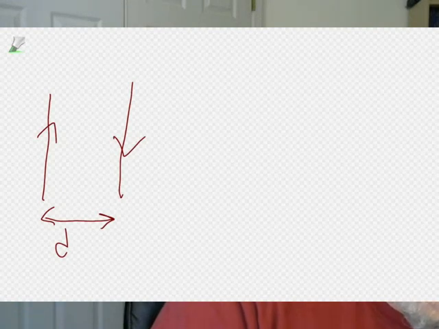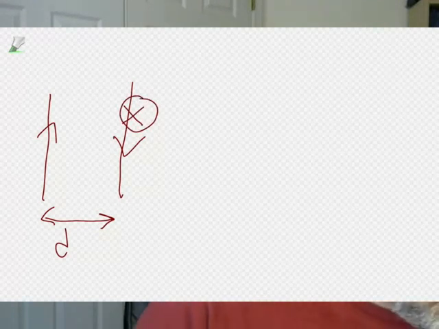All right, so again, we have two wires. The currents are in opposite directions. So here's one wire. The current's that way. Here's the other wire. And the distance between them is D. Right? So first of all, if you use the right-hand rule, you can figure out that the magnetic field of the left wire at the position of the right wire is into the page, right?